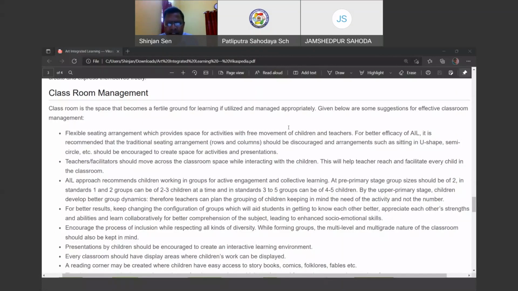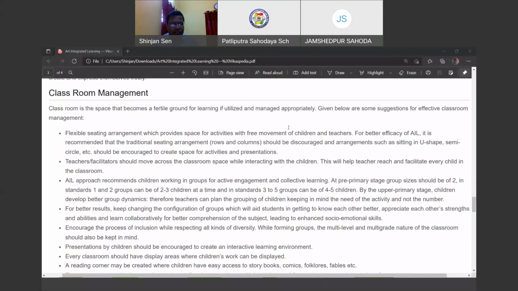Flexible sitting arrangement, which provides space for activities with free movement of children and teachers for better efficacy of art integrated learning. It is recommended that the traditional sitting arrangement of rows and columns should be discouraged, and U-shaped or semicircular sitting arrangements can be made.